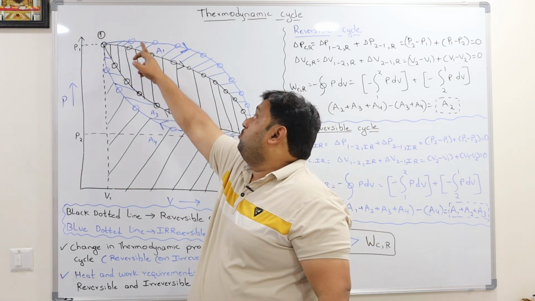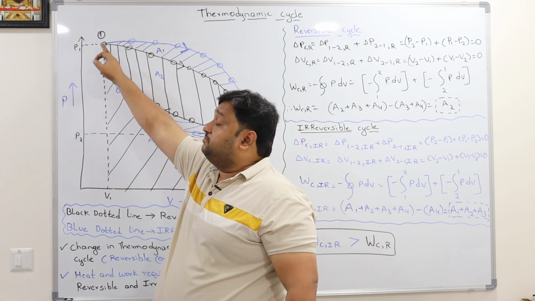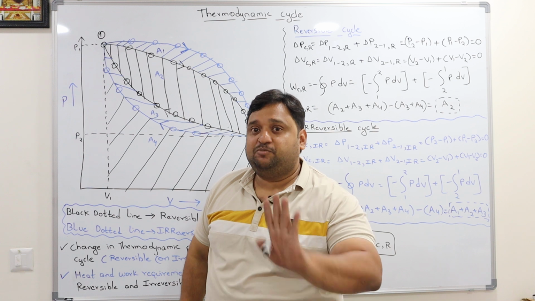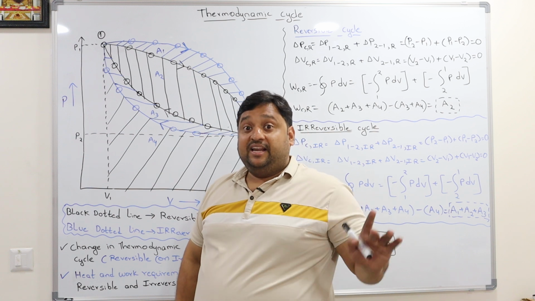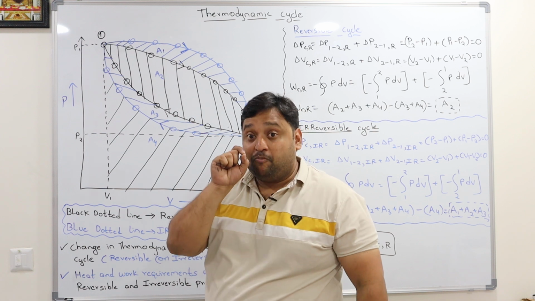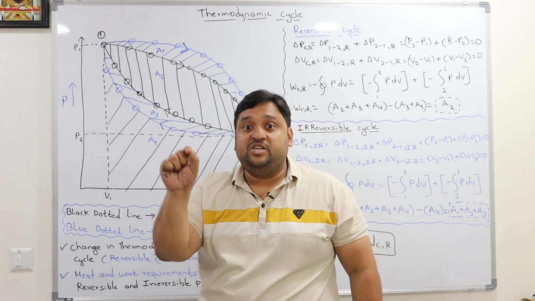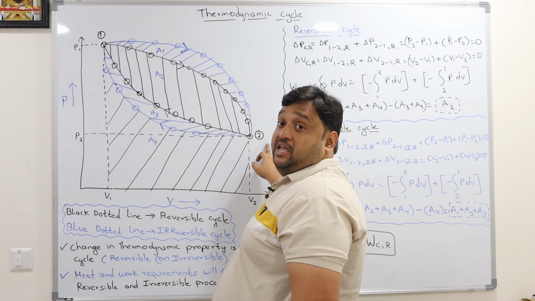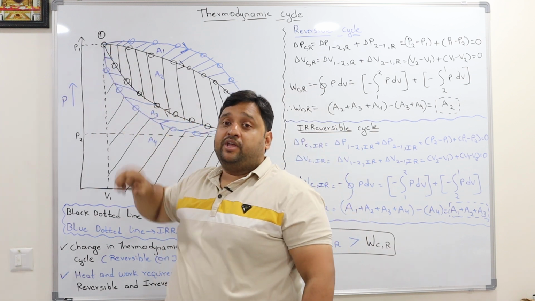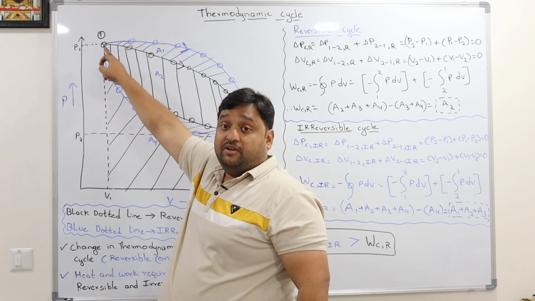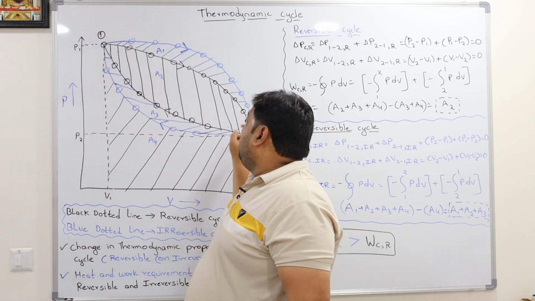The blue cycle is called the irreversible cycle. The black cycle is called the reversible cycle. Let us prove that whether it is an irreversible cycle or a reversible cycle, the change in the thermodynamic property value will be zero. If it starts from here, comes to here, again starts from here, comes to here, the change in the property is zero whether it is following the reversible route or the irreversible route.